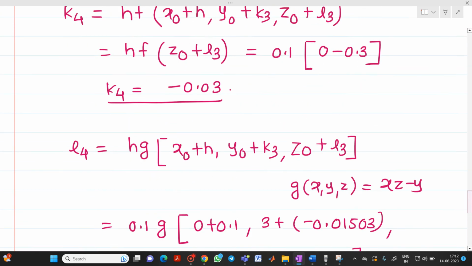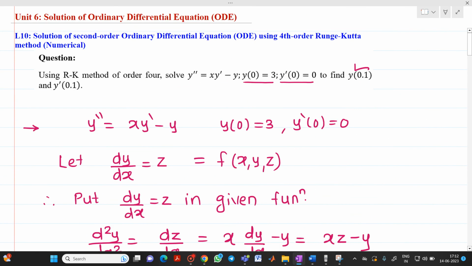This is the solution of a second order ordinary differential equation using the fourth order Runge Kutta method.